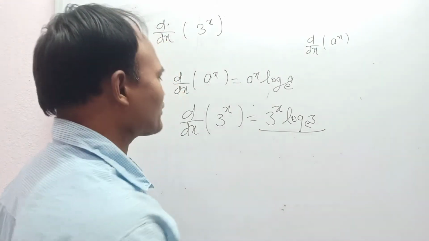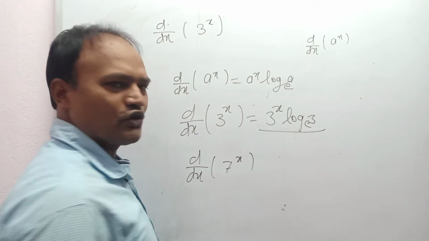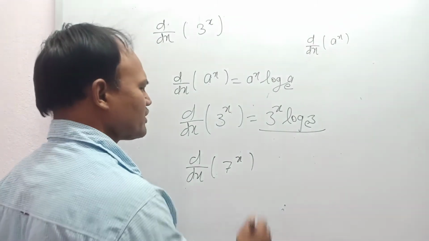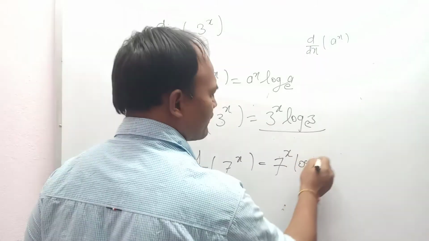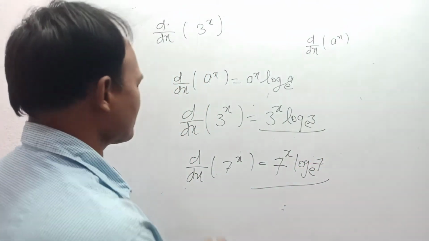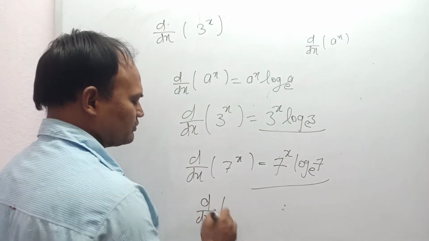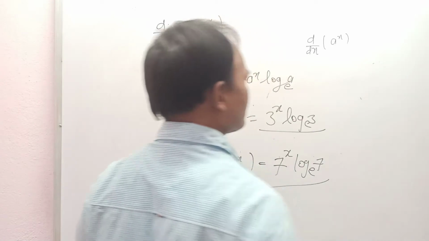Okay, next, what is the next question? The next question is d by dx of 7 to the power x. What is the answer of this? In the same way, it is 7 to the power x log 7 base e. Okay students, it is very simple. Okay, next one is, I think one formula is remaining. I think it is clear.